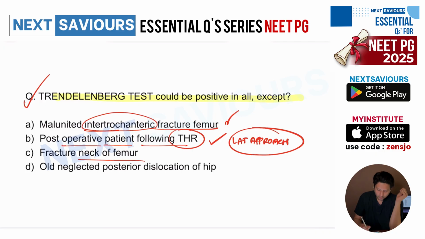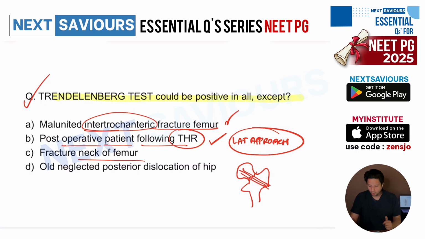Then is the fracture neck of femur. Now, as you already know, in case of a fracture of the neck of femur, it means that the lever arm is defective. So although the force is generated, this force is not able to get transmitted towards the other side in order to lift the pelvis up. So it also seems to be correct.